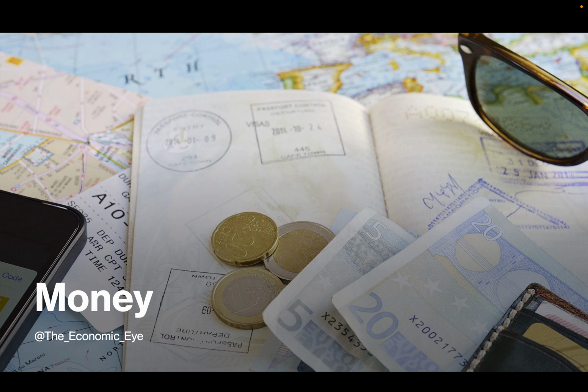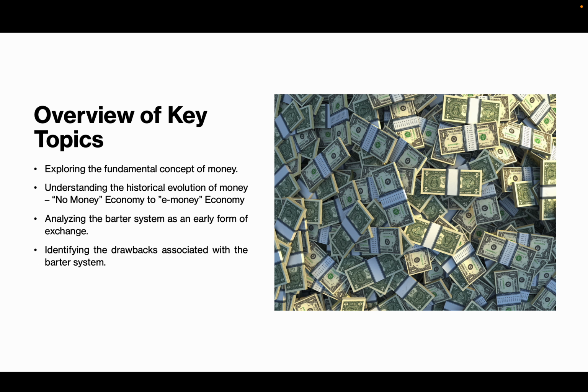So, today let's talk about something we all use every day, money. So, what are you going to learn in this video? We will see what is money. How did money come about, from the time when there was no money at all to these days when everything is digital? We can pay with a tap. We will also talk about how people used to exchange things through the barter system, swapping goods for goods, and why that wasn't as simple as it sounds.